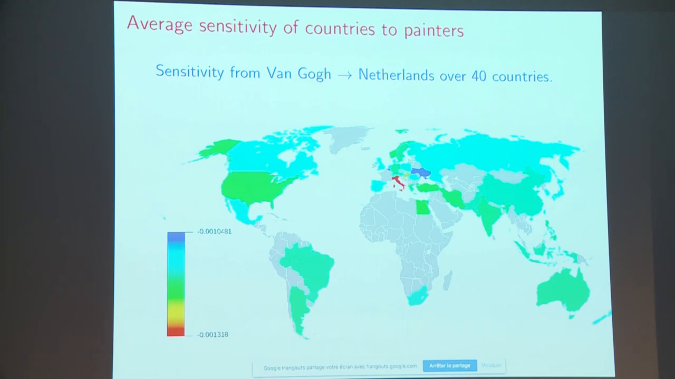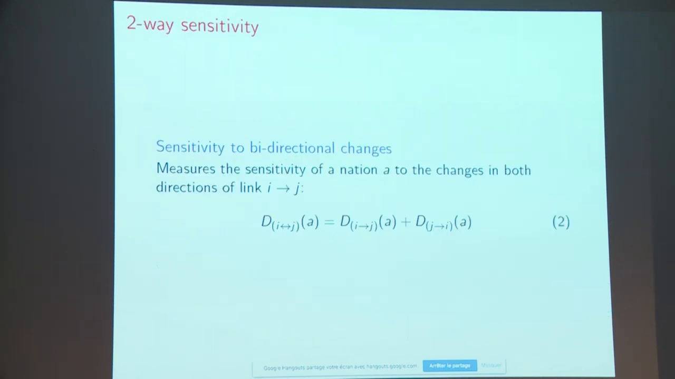You can find all these updated pictures and figures in a paper that I've cited at the end of the talk. But here is the increase of interaction from Da Vinci to France. So, of course, you will see that Italy is the country that will suffer from this change.